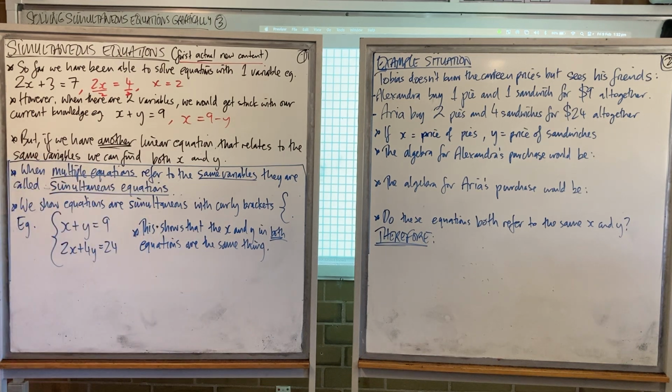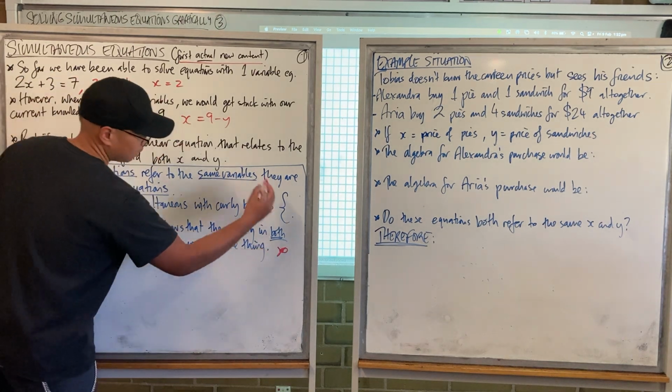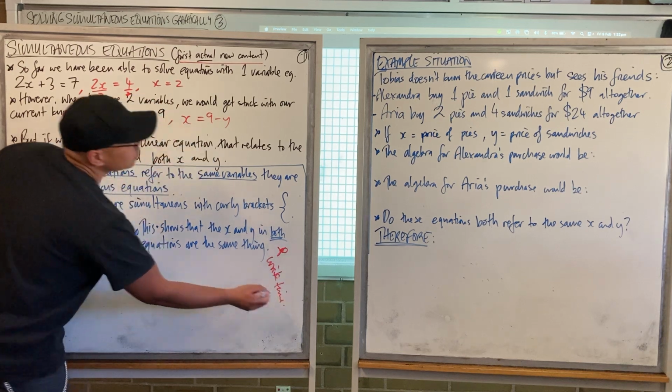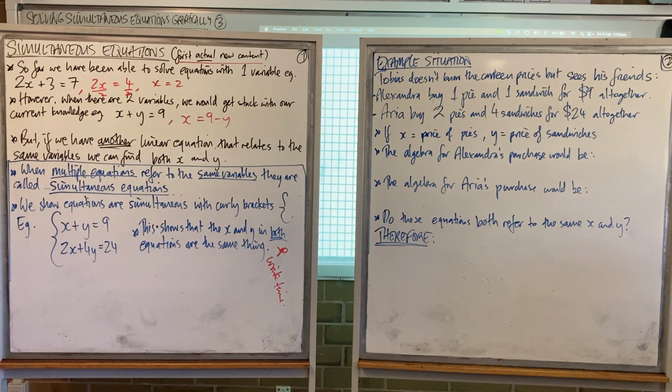We use these curly brackets. So for example, if I wrote this curly bracket here around these 2 variables, what is that showing? This shows that the x and y in both equations are the same thing. I'm going to give you a couple of minutes to get the blue here, so writing time, and then I'll give you a situation where you can sort of see the application of it.